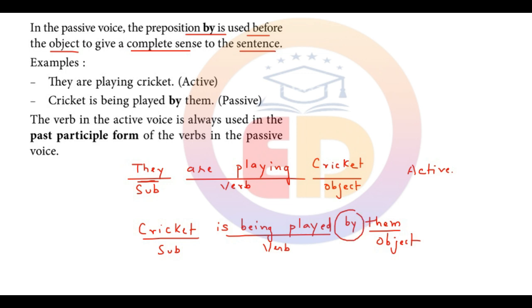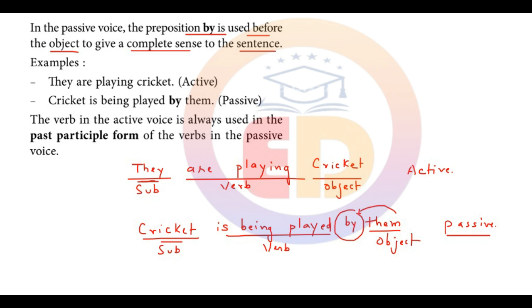सिंस यहां पर सब्जेक्ट क्रिकेट है वो कोई एक्शन नहीं परफॉर्म कर रहा है, बल्कि उसके ऊपर एक्शन परफॉर्म किया जा रहा है प्ले करने का, तो ये पैसिव वॉइस है. इंपॉर्टेंट पॉइंट इज एक्टिव वॉइस को पैसिव वॉइस में कन्वर्ट करते समय हमें ऑब्जेक्ट के पहले प्रीपोजिशन बाय लगाना पड़ेगा. क्यों लगाना पड़ेगा? क्योंकि उसे कंप्लीट सेंस देना जरूरी होता है.